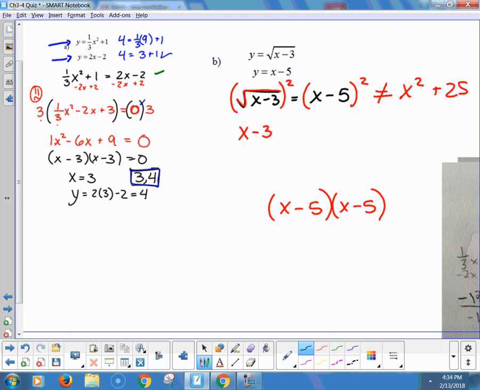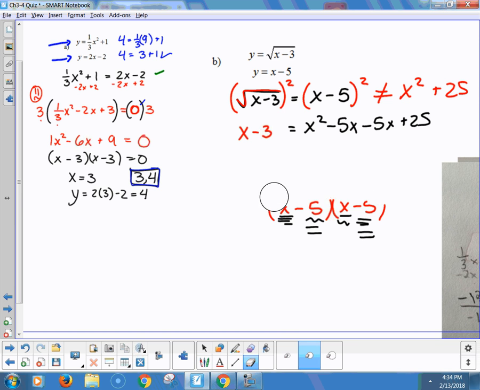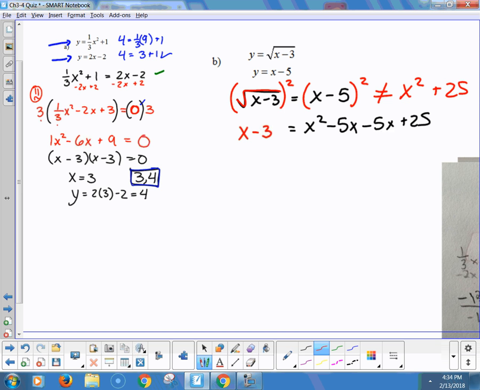And if you were to multiply that out, x times x is x squared. x times negative 5 is negative 5x. Negative 5 times x is negative 5x. And negative 5 times negative 5 is positive 25. So this thing does multiply out to x minus 3 equals x squared minus 10x plus 25.